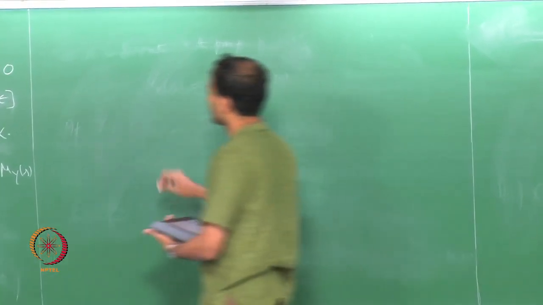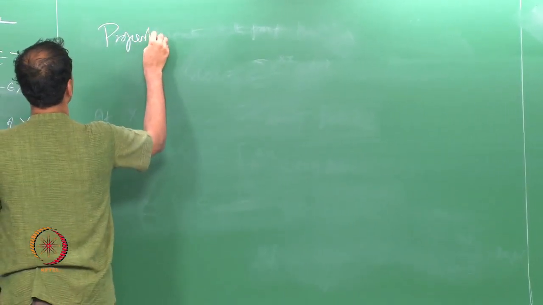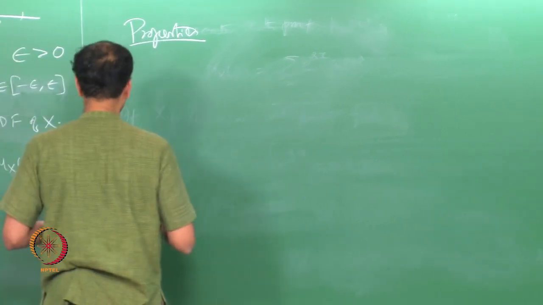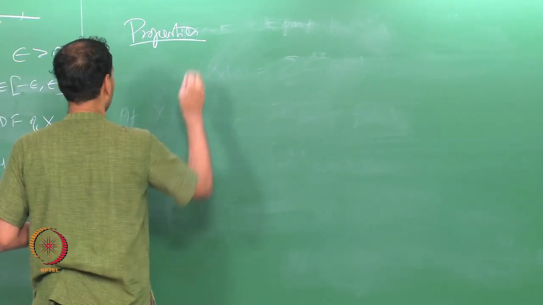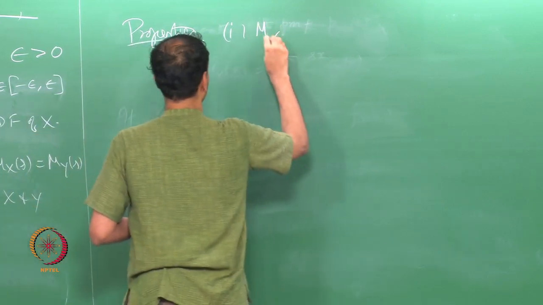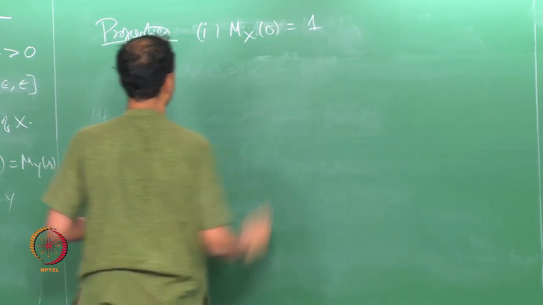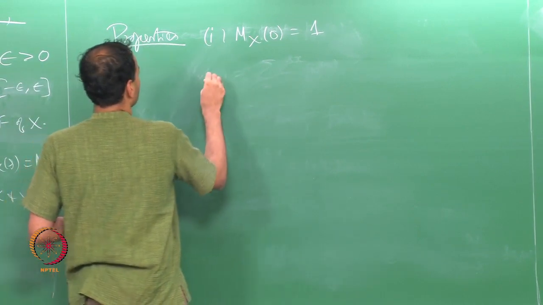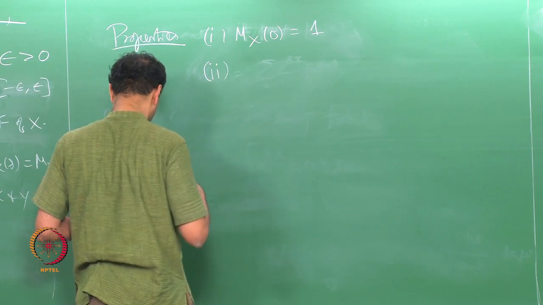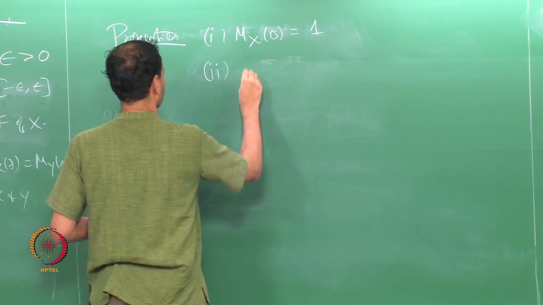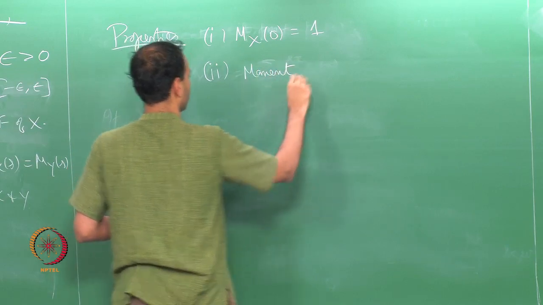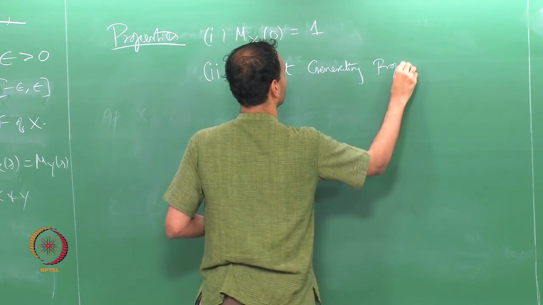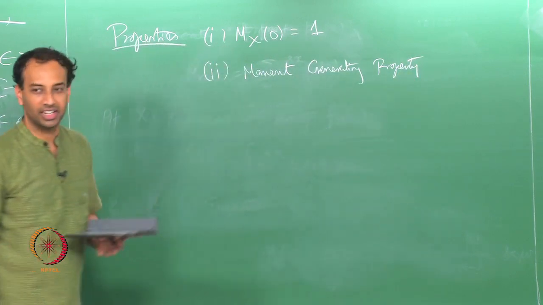So, properties. Properties of MGF. Mx of 0 is equal to 1, right? That is the most trivial property, that is by definition. Second property, the moment generating property, which is why the function is called the moment generating function in the first place, right?